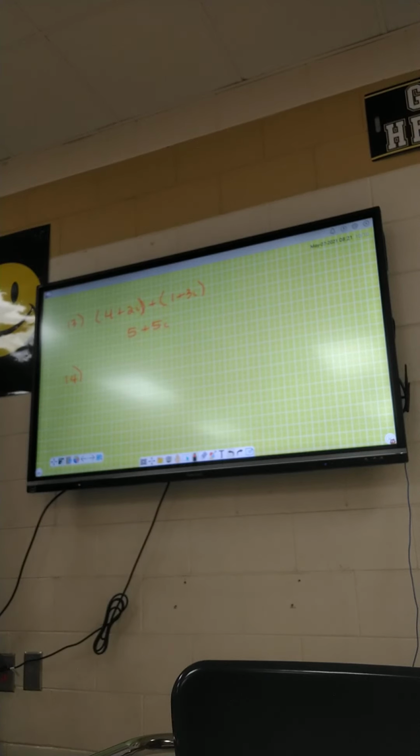For 13, those are in parentheses. Would you add those or multiply those if there was no plus sign in them? Yes. Okay. Like 14, they are in parentheses and they don't have a plus sign. That's where you multiply.